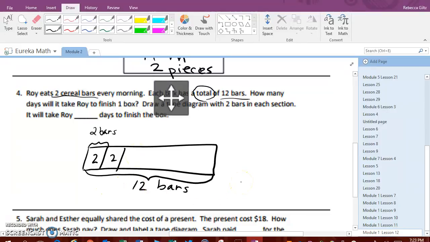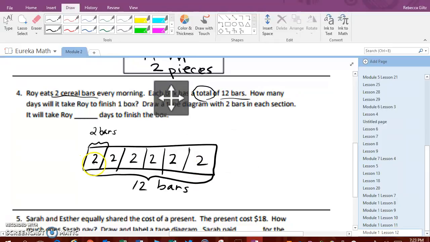So we have to kind of create the inside part of this box. And this is where your pencil might come in handy, okay? Here's 2 more. So 2, 4, 6, 8, 10, 12.